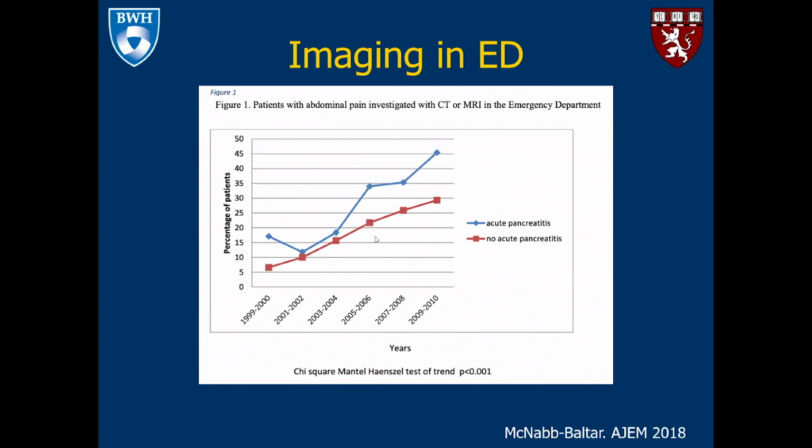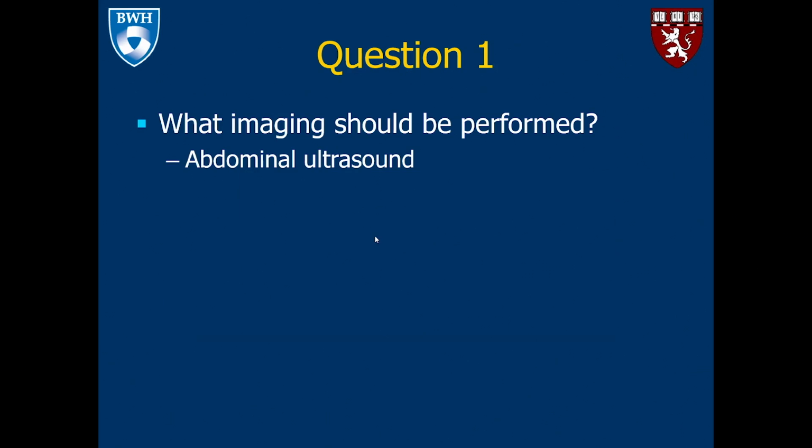And we've looked at imaging utilization in the emergency room in patients with pancreatitis and without pancreatitis. And you can see that a large percentage of patients undergo CT or MRI in the emergency room, and that trend is actually rising. So we're doing too many images too early for patients with suspected pancreatitis. So what imaging should be performed? It should be an abdominal ultrasound.